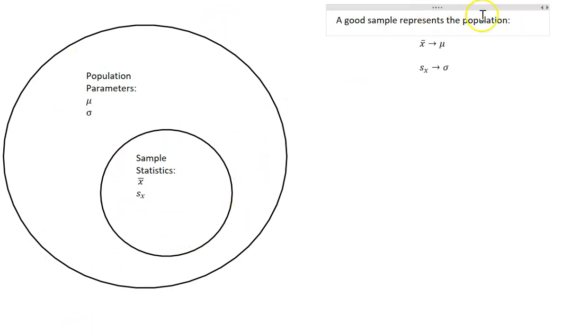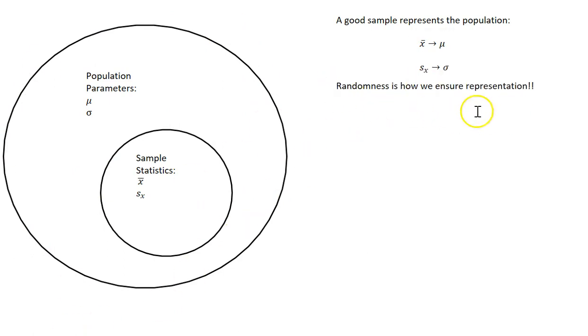Okay, a good sample will represent the population. Our X bar should give us a pretty good idea of what mu looks like, and our S of X from our sample should give us a pretty good idea what sigma looks like from my population, right? So the goal is to use stuff from my sample to be able to talk about my population. And again, the way that we want to do that is to make sure that we have a random sample. A random sample will ensure that we have a sample that is representative of the whole population. Okay, so randomness is how we ensure representation of the whole, right?